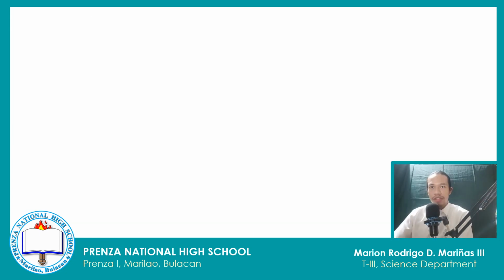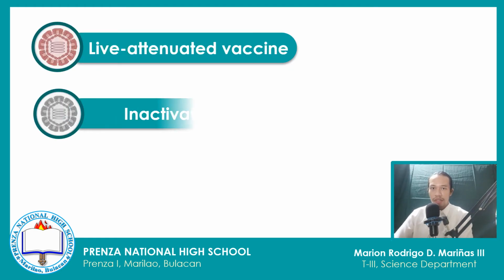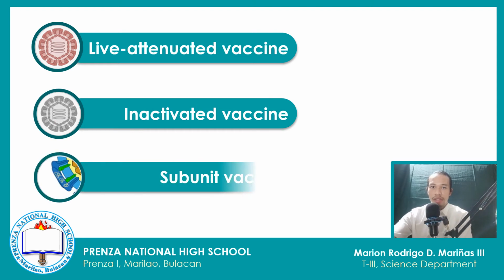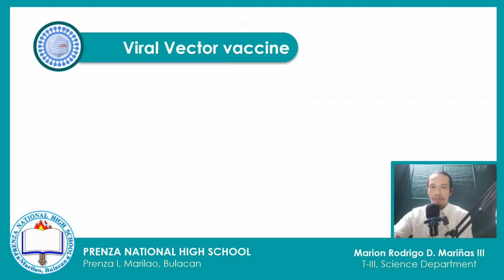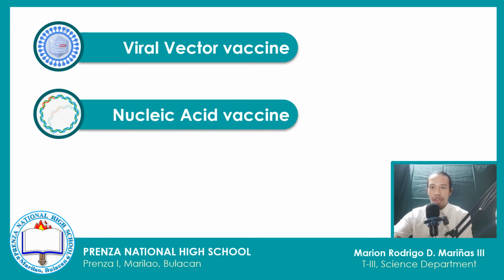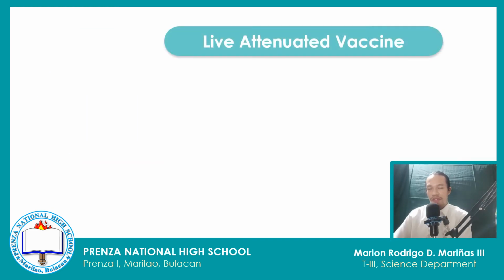There are now several types of vaccine. Some of the newest vaccines take full advantage of knowledge and technology developed in recent years. In this video lesson, we are going to use the context of the COVID-19 pandemic to discuss the different types of vaccine produced by various companies, such as live attenuated vaccine, inactivated vaccine, subunit vaccines, viral vector vaccine, nucleic acid vaccine, and toxoids. Let us start with live attenuated vaccine.